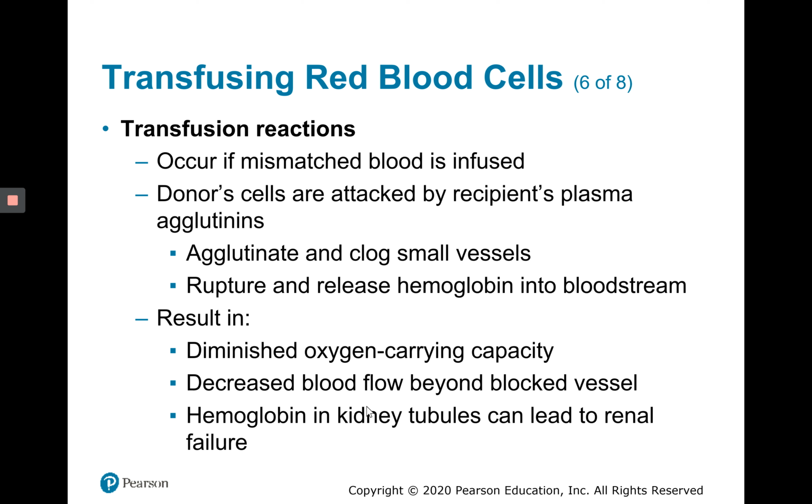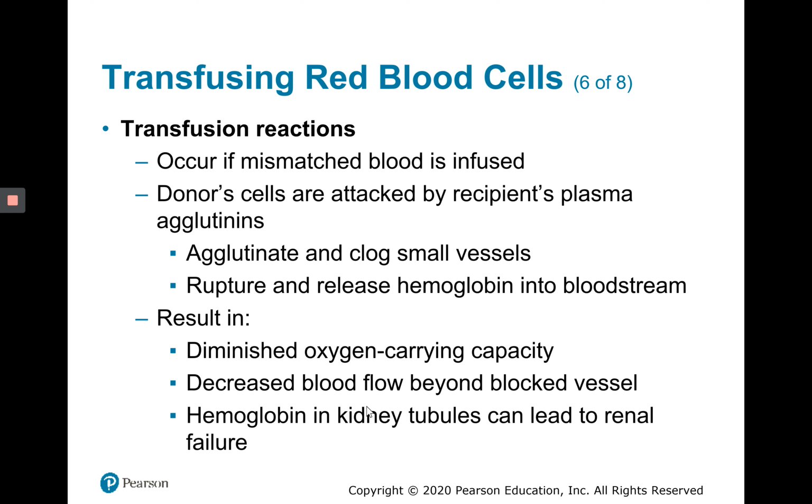So there are other types of transfusion reactions. There's not just transfusion reactions regarding Rh, but transfusion reactions occur if there's mismatched blood infused into a recipient from a donor. The donor cells are attacked by the recipient's plasma. So it's the donor cells that get attacked because they don't match the recipient's blood, and they're getting attacked by antibodies in the recipient's blood plasma.